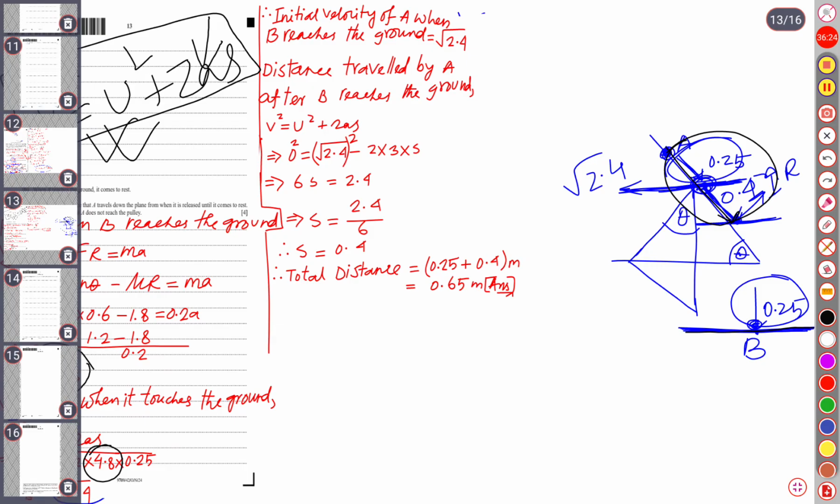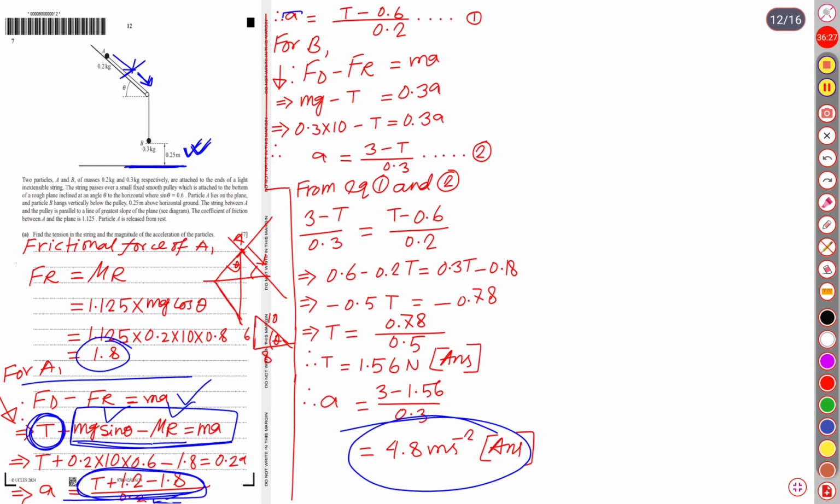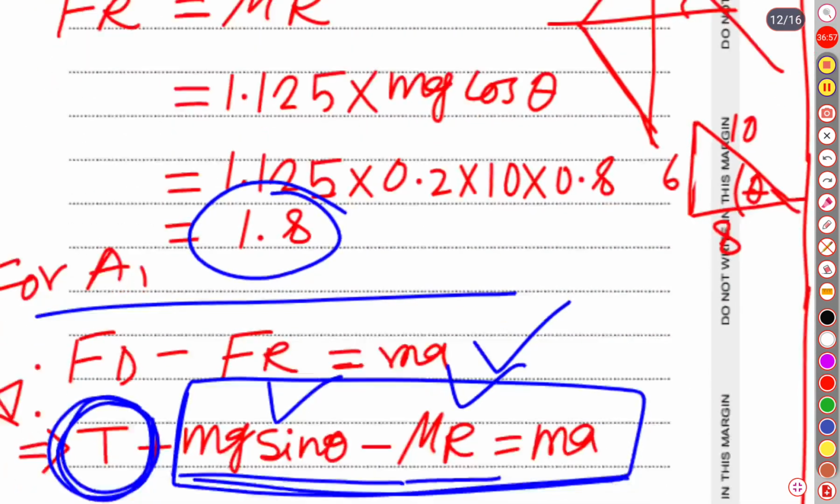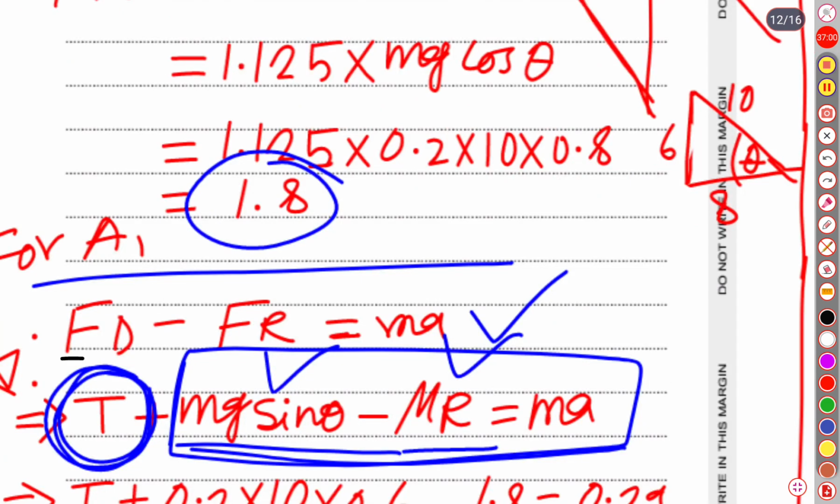And for A, we were about to find two missing pieces of information: one is the string tension as well as the acceleration. For this, we always form two simultaneous equations and solve them simultaneously. The most widely applied concept is Newton's law of motion. We have applied Newton's law, that is driving force minus resistance force. This is the basic formula: driving force minus resistance force is equal to mass into acceleration.